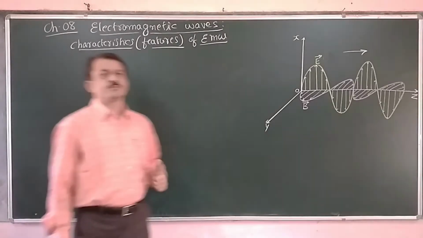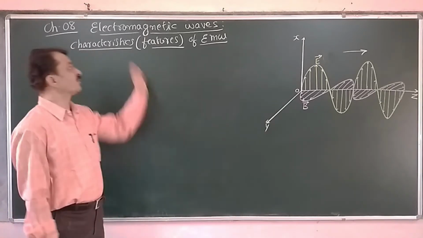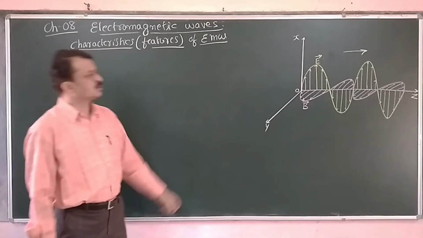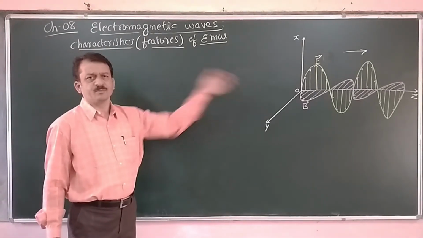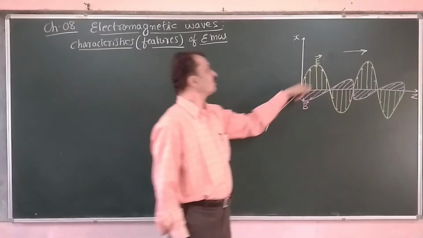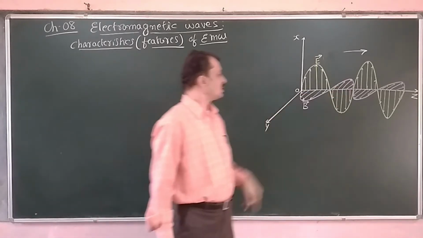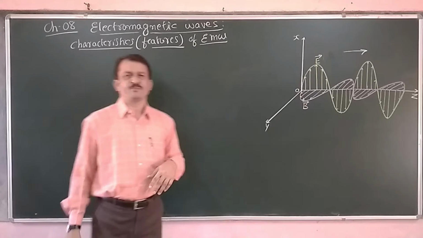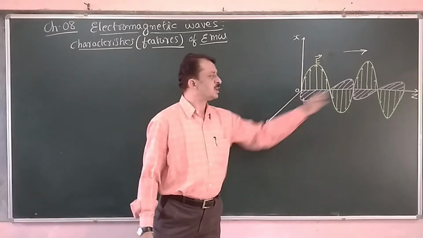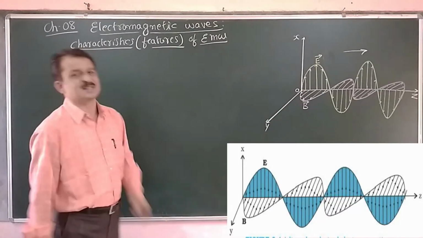Now we will study the characteristics, properties or features of electromagnetic waves. The electromagnetic wave is as shown in the figure. It consists of the electric vector, which we have taken along the x-axis, and the magnetic field vector, which is taken along the y-axis. These two are perpendicular to each other and perpendicular to the direction of propagation, which is along the z-axis.